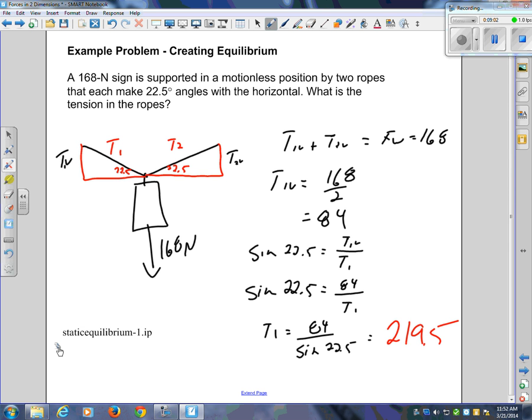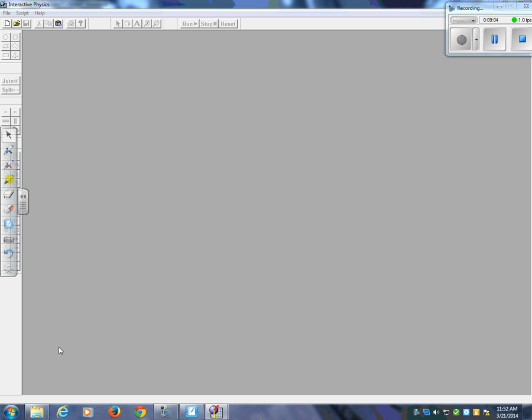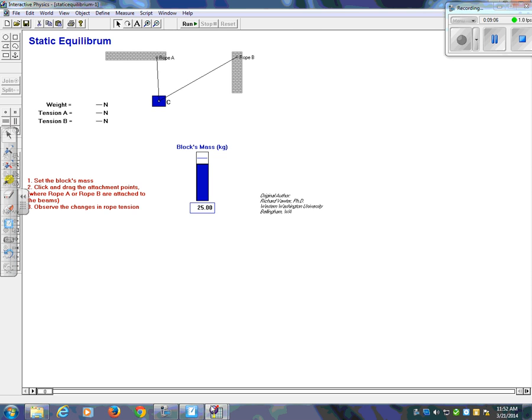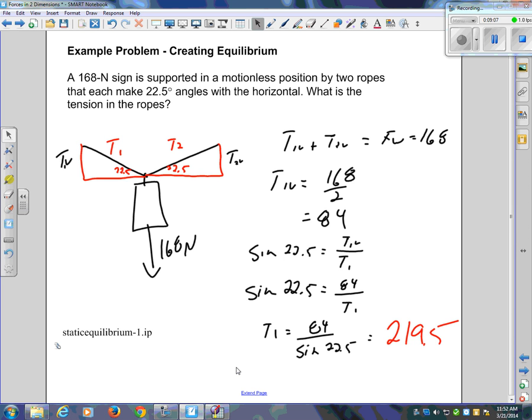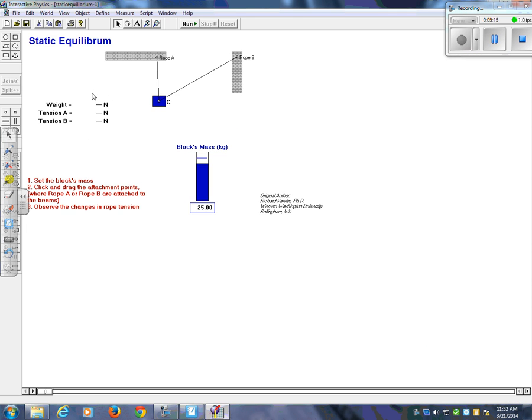I get 105. You're actually high. Oh, I signed 2.5. 22.5. It's got to be more, right? 219.5. Okay, so now here's a little program that I've got called Interactive Physics.